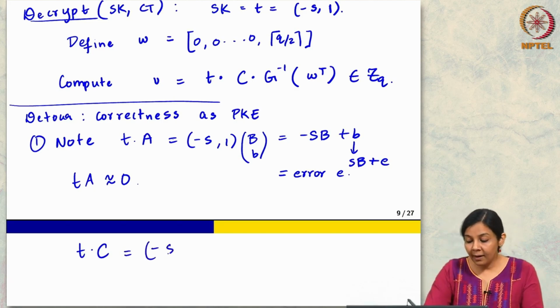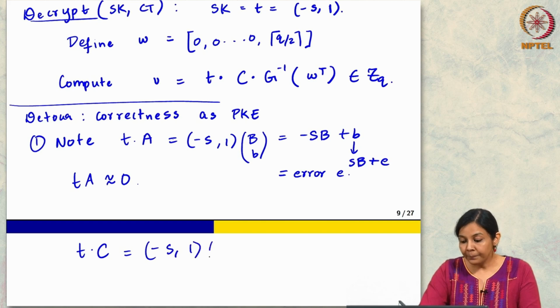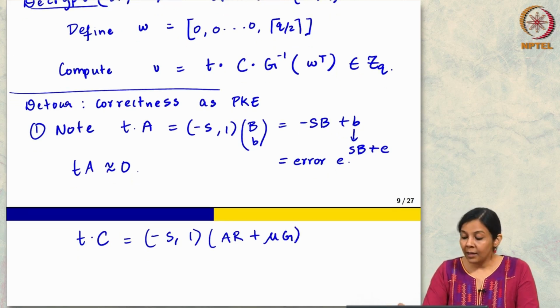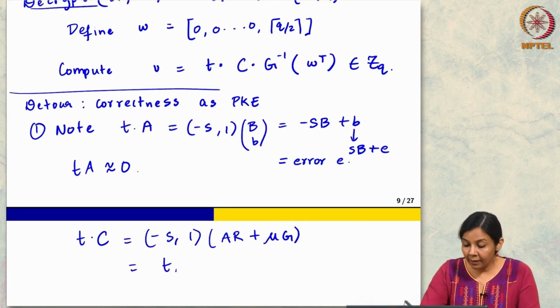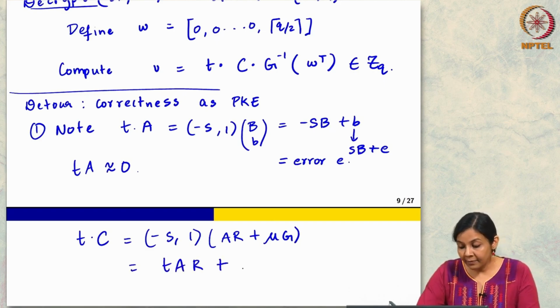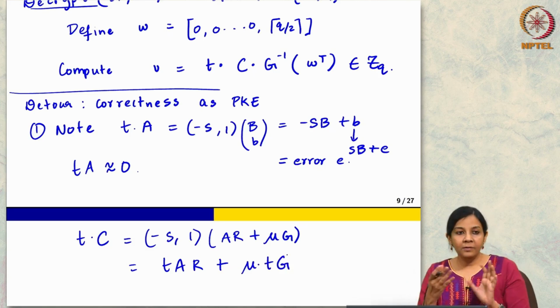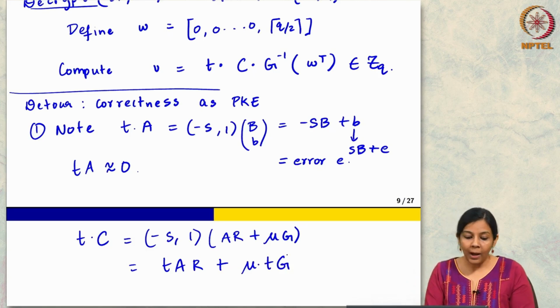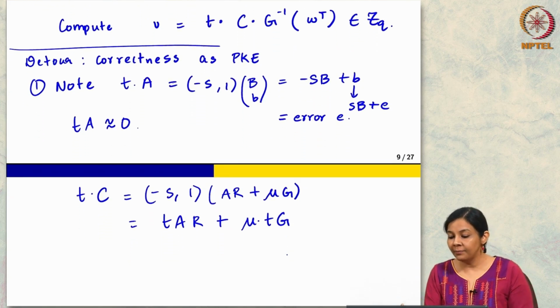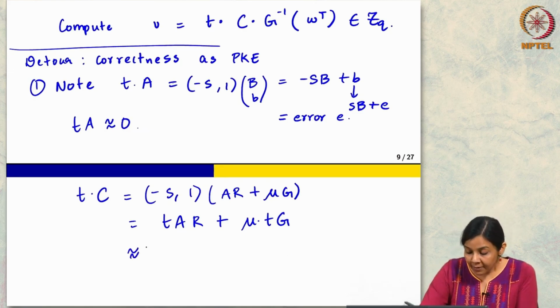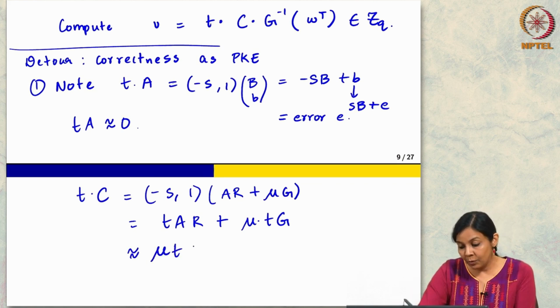Now let us next see what is T times C for some ciphertext C. T is (-s, 1), C is AR plus mu G. So, T times AR plus mu T times G. Why do I take mu out? Because it is just a bit. So, I can write T times C as T times AR plus mu times TG. This I claim is nothing but approximately mu TG.